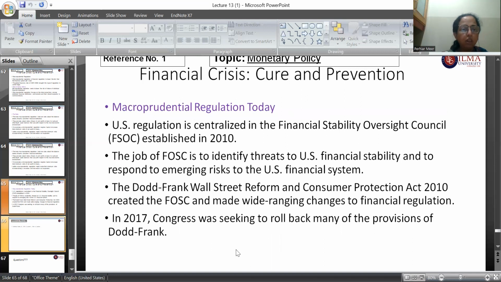Macroprudential regulation today. US regulation is centralized in the Financial Stability Oversight Council (FSOC), established in 2010. The job of FSOC is to identify threats to US financial stability and to respond to emerging crises through the US financial system. The Dodd-Frank Wall Street Reform and Consumer Protection Act of 2010 created the FSOC and made wide-ranging changes to financial regulation. In 2017, Congress was seeking to roll back many of the provisions of Dodd-Frank.